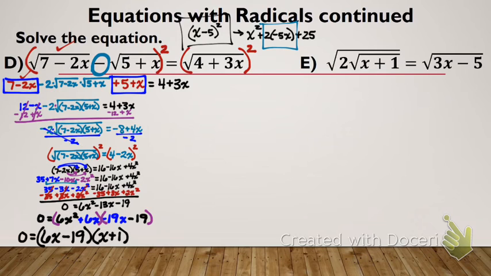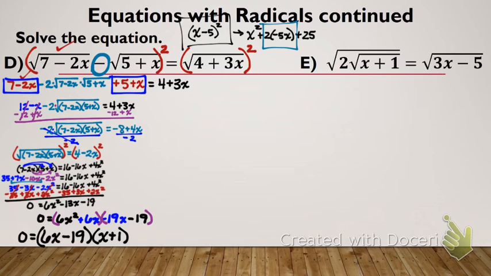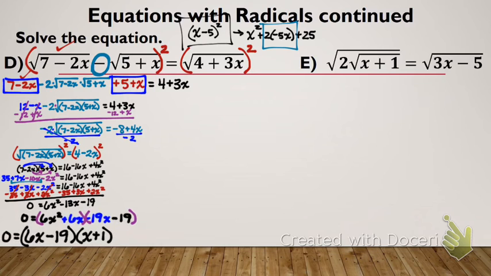So what are our x's then? x is negative 1, or x is, yep, 19 over 6. It's not negative 19, it's just regular 19. Well, you would set it equal to 0. Oh, yeah. So you would add 19 to both sides. So x is a positive 19 over 6. x is a negative 1.